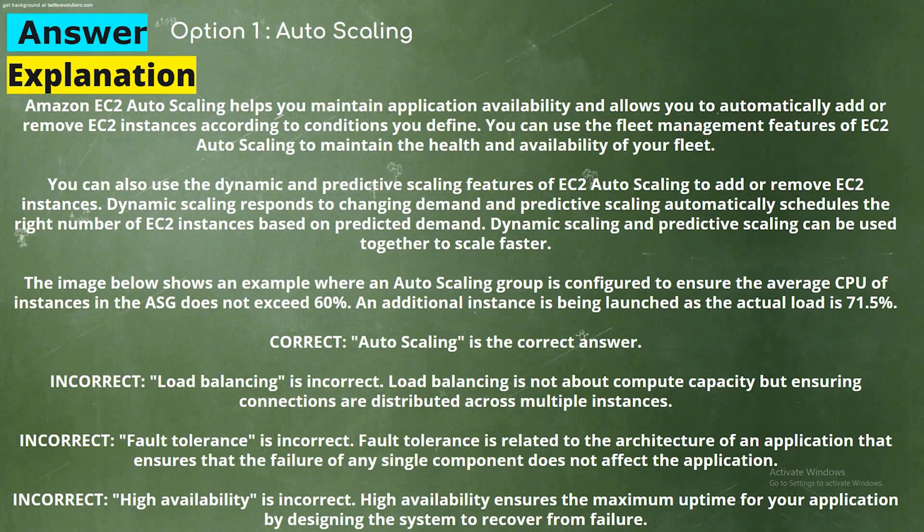Incorrect, load balancing is incorrect. Load balancing is not about compute capacity but ensuring connections are distributed across multiple instances. Incorrect, fault tolerance is incorrect. Fault tolerance is related to the architecture of an application that ensures that the failure of any single component does not affect the application. Incorrect, high availability is incorrect. High availability ensures the maximum uptime for your application by designing the system to recover from failure.